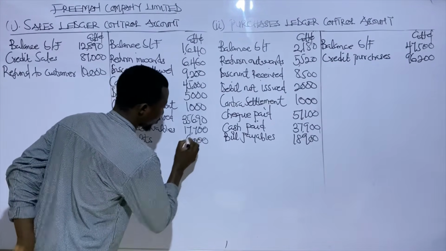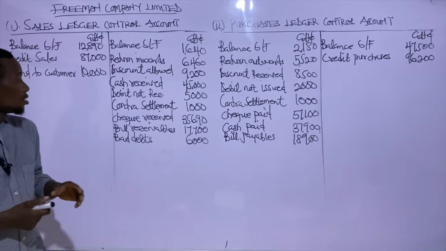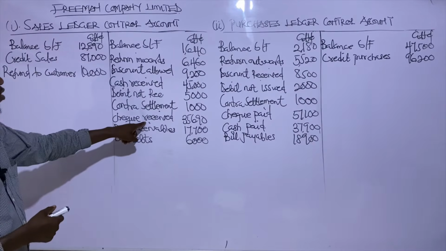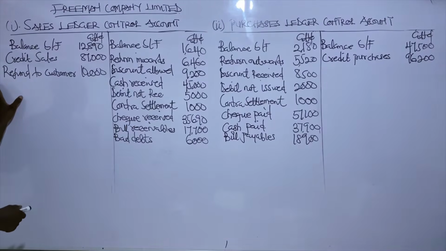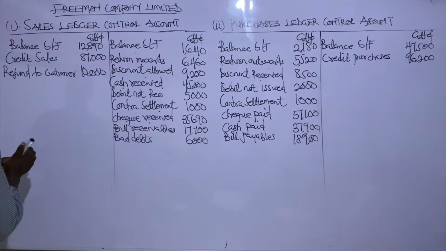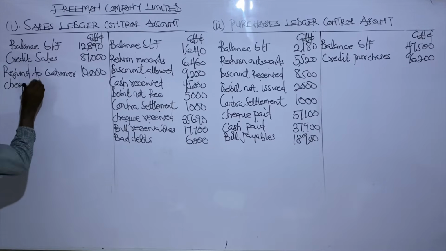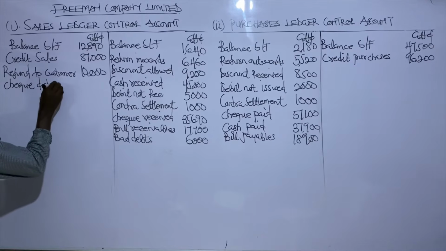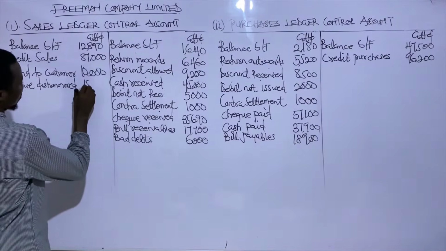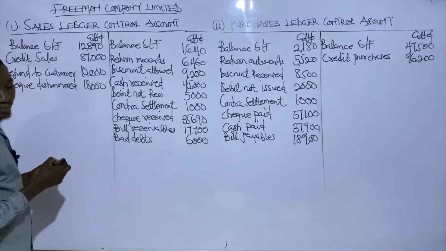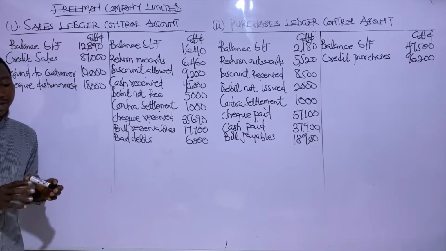6,000. Next item is check from customers dishonored. If check from customers is recorded at the credit side, if it is dishonored, it should be recorded at a debit to reinstate. Is that okay? So check dishonored of an amount of 18,000. Good.